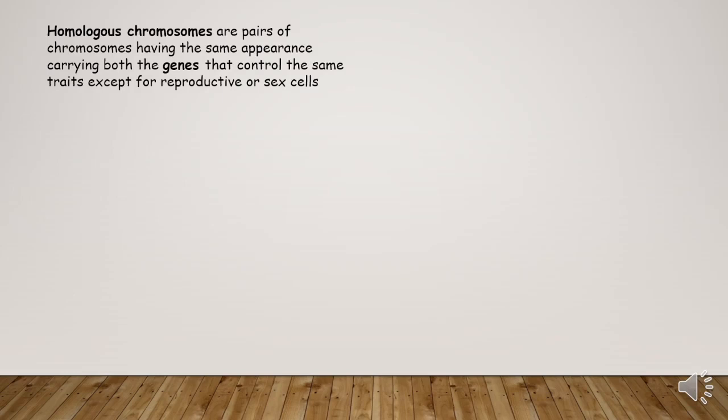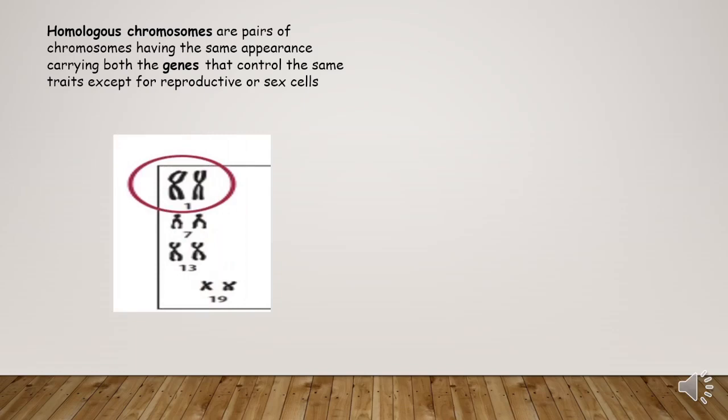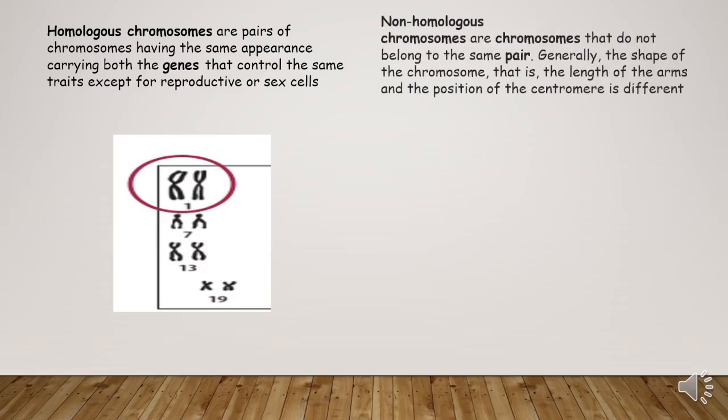Homologous chromosomes are paired chromosomes having the same appearance, carrying genes that control the same traits, except for reproductive or sex cells. On the other hand, non-homologous chromosomes are chromosomes that do not belong to the same pair. Generally, the shape of the chromosome, that is the length of the arm and the position of the centromere, is different, like this one.